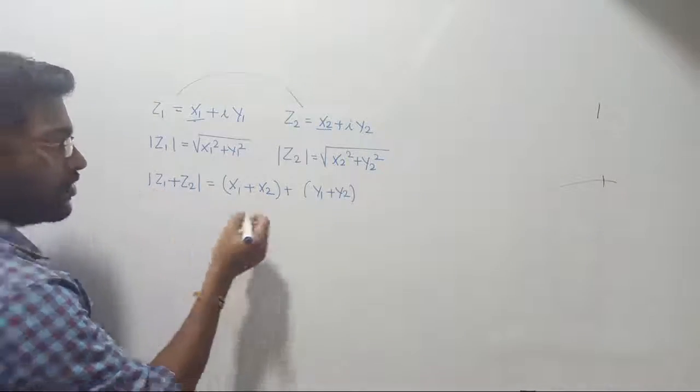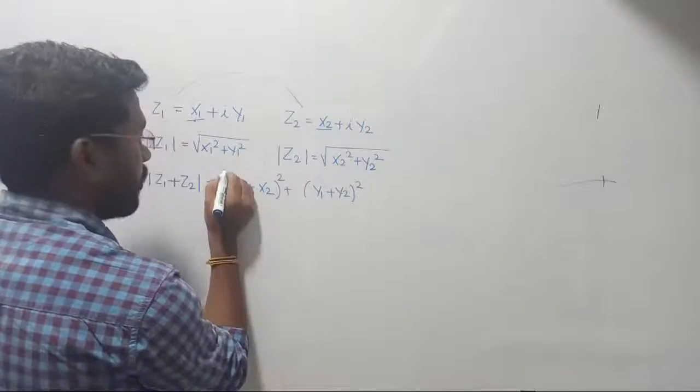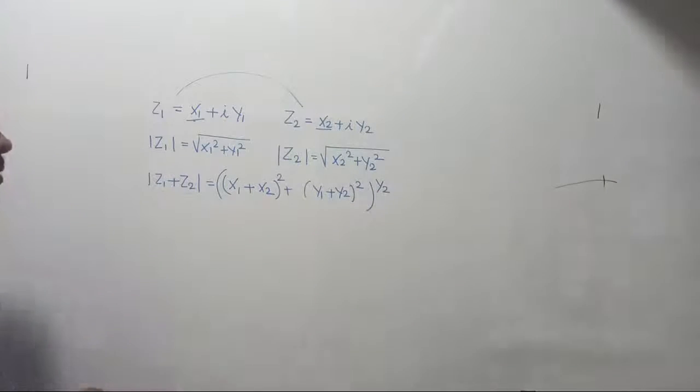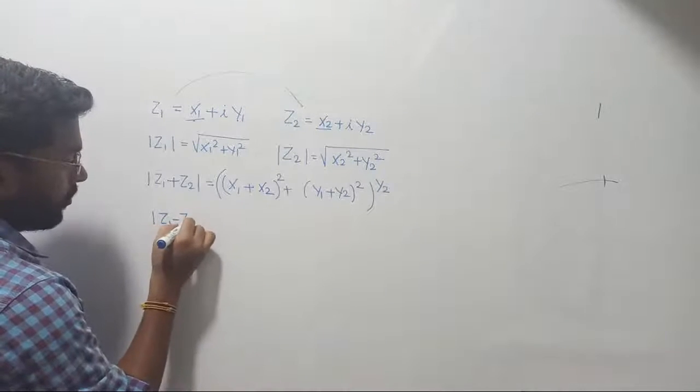After doing addition, we should take the magnitude. Magnitude in the sense: real term square plus imaginary term square, and we should keep them all under root. Clear? That is how we are finding mod of z1 plus z2. Similarly, we should find out the value of mod of z1 minus z2.